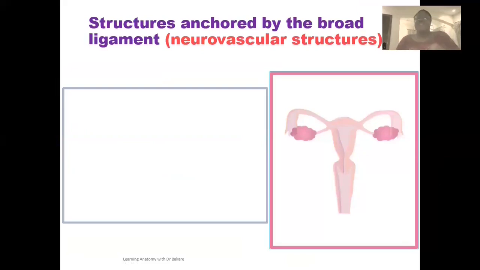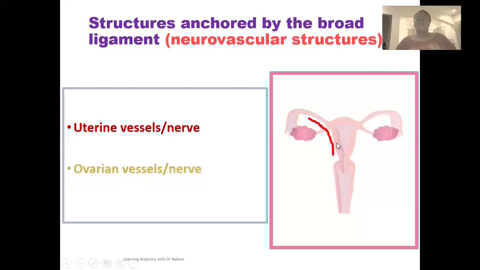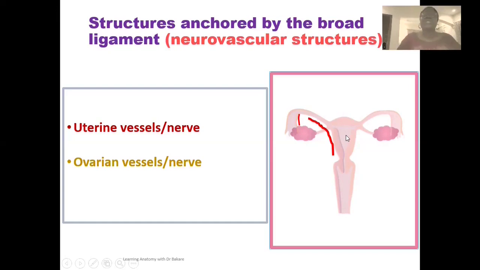We have a number of vessels and also nerves anchored by the broad ligament of the uterus. We have the uterine vessels and also nerve, and this is what is highlighted here in red. Then we also have the ovarian vessels and nerve, also highlighted here in red. So you see these vessels around this region creating a number of anastomoses, and these anastomoses are located within the mesenteries of these structures. And this is where they are enclosed or anchored by the broad ligament of the uterus.